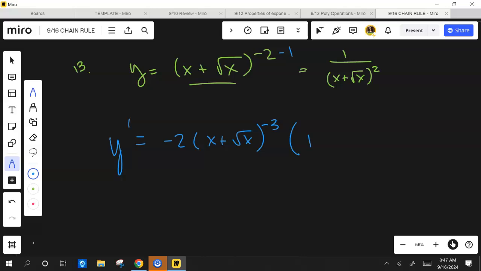Close. You're right. 1 plus 1/2. Where are we getting that? Yes, this is the same thing as x to the 1/2. Could I just distribute that -3 through there? No, I can't do that because I'm adding inside.